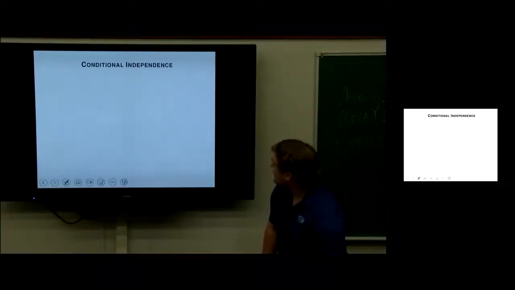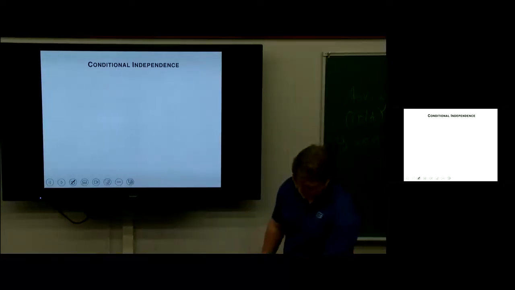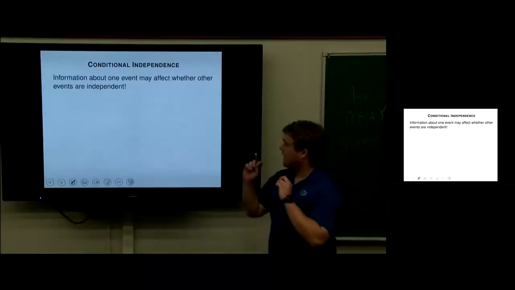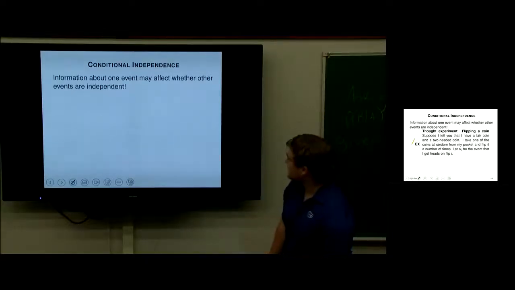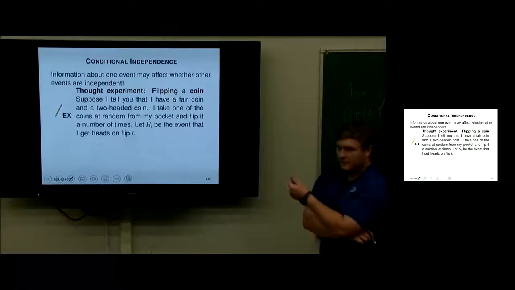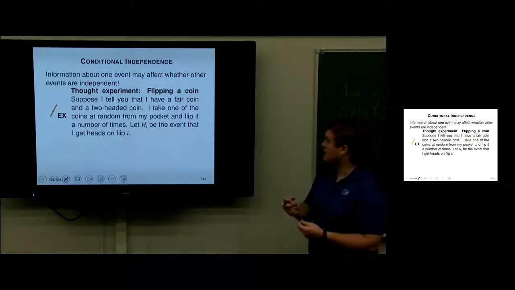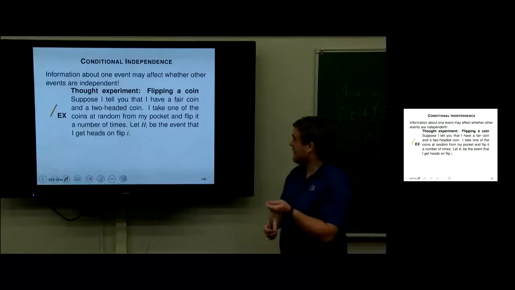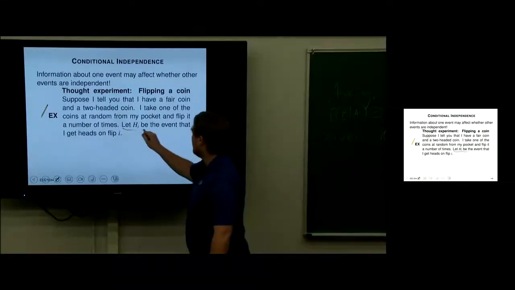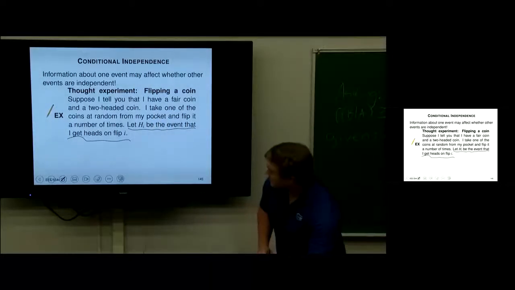All right, now we're going to introduce a new topic, conditional independence. Information about one event may affect whether other events are independent or not. So as a thought experiment for flipping a coin, suppose I tell you I have a fair coin and a two-headed coin. I take one of them out of my pocket at random and flip it a number of times. I'm going to let Hi be the event that I get a heads on flip i.